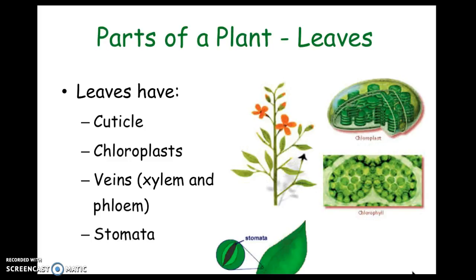Chloroplasts, we said, carry out photosynthesis and help the plant get its energy. The veins, or the tubes, xylem and phloem, help transport water and nutrients, like we said. Make sure you know which one transports which. The stomata on a leaf are little openings on the underside of a leaf that allow it to breathe, to take in carbon dioxide and to release oxygen.